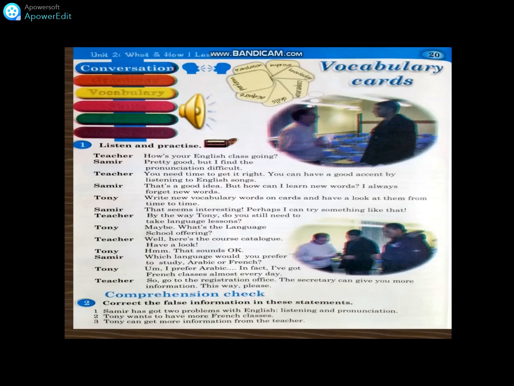Alright then, okay. Then, comprehension check. Look at these questions here. Correct the false information in these sentences. Please look at these sentences and correct the false information, which means that all the 3 sentences are false. Just correct them. First sentence.